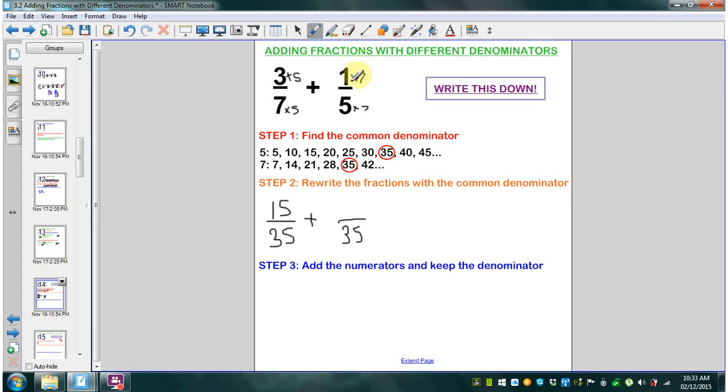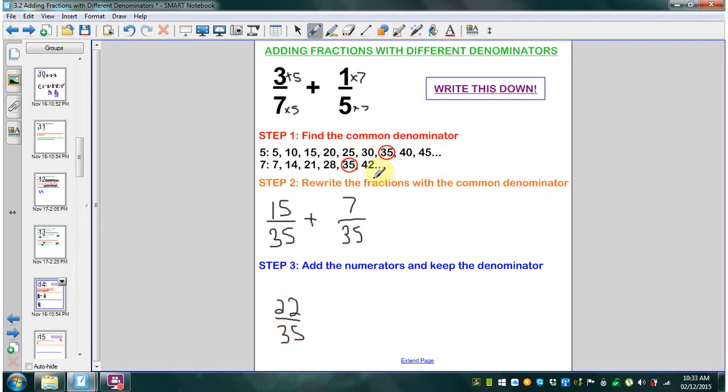Okay, so 1 times 7 is 7. So that's step 2 completed. Now, you guys have already practiced adding things with common denominators. So your rule is to add the numerators, add your top, and keep your bottom. So we're going to keep our bottom, 35. We didn't go through all that trouble to find a common denominator to change it. We want to keep it. Then 15 plus 7 is 22. And you check and see if that can be simplified. In this case, it cannot.